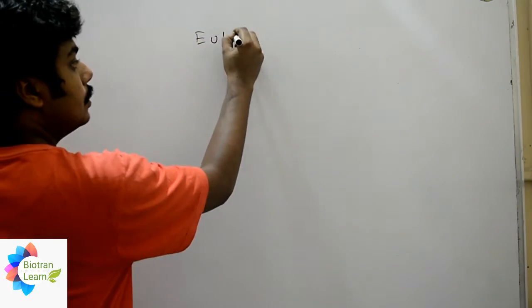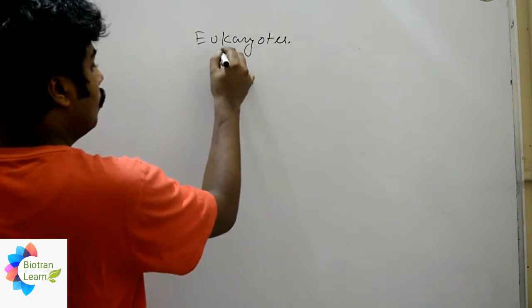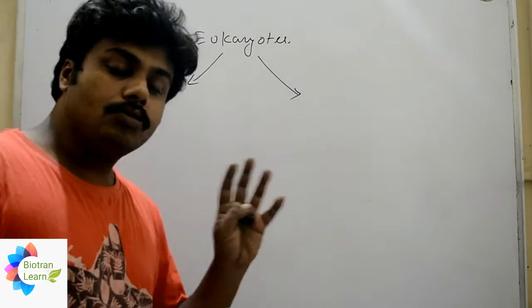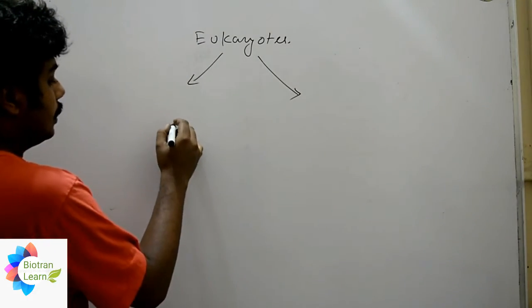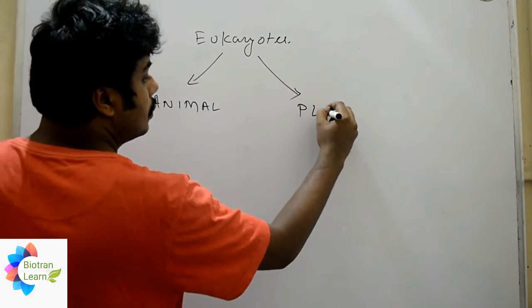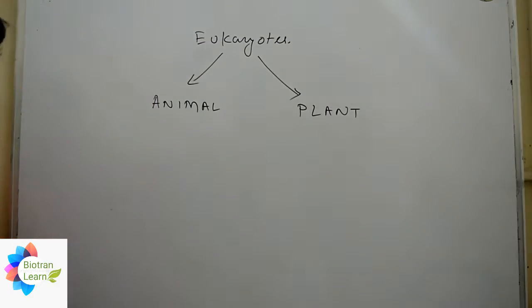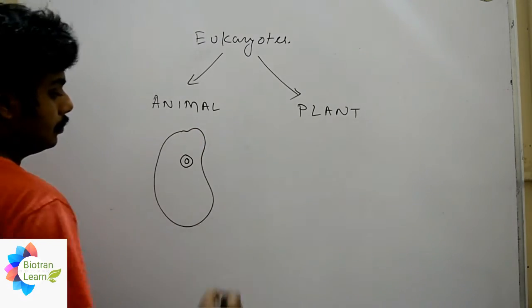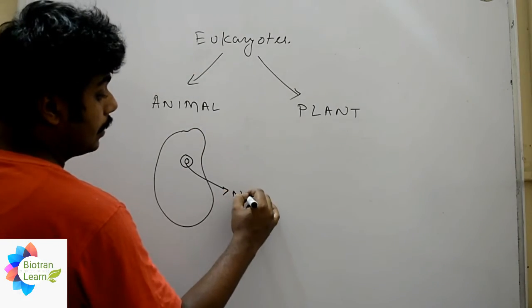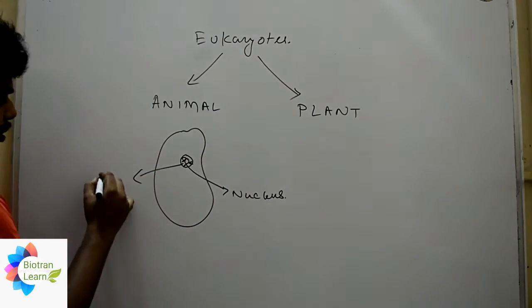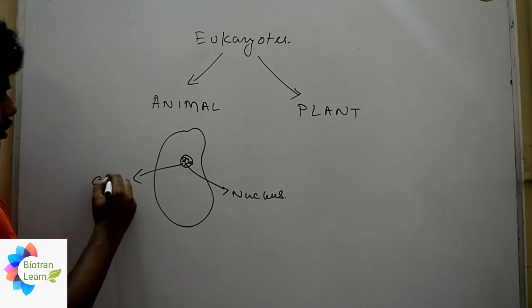Now, in the case of eukaryotes, we can see two kinds of cells. Number one is the animal cell, and another one is the plant cell, right? So an animal cell will look like this, having a definite nucleus, having chromatids. I will discuss it in later classes.